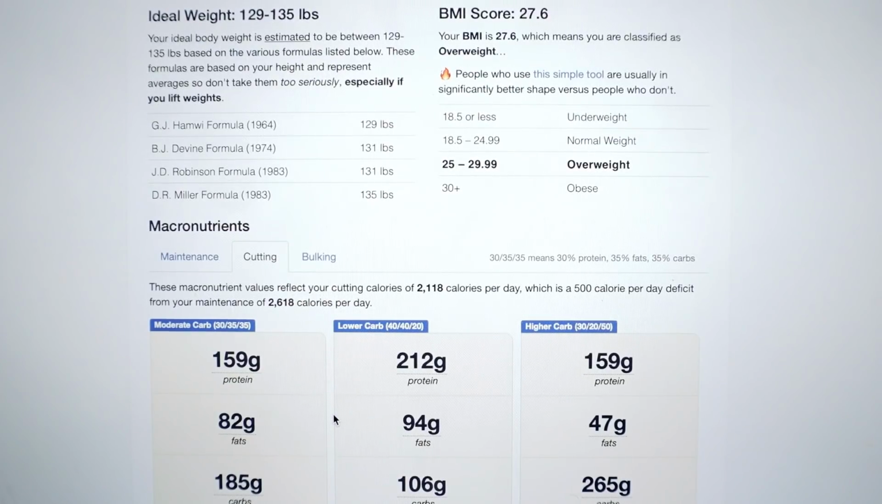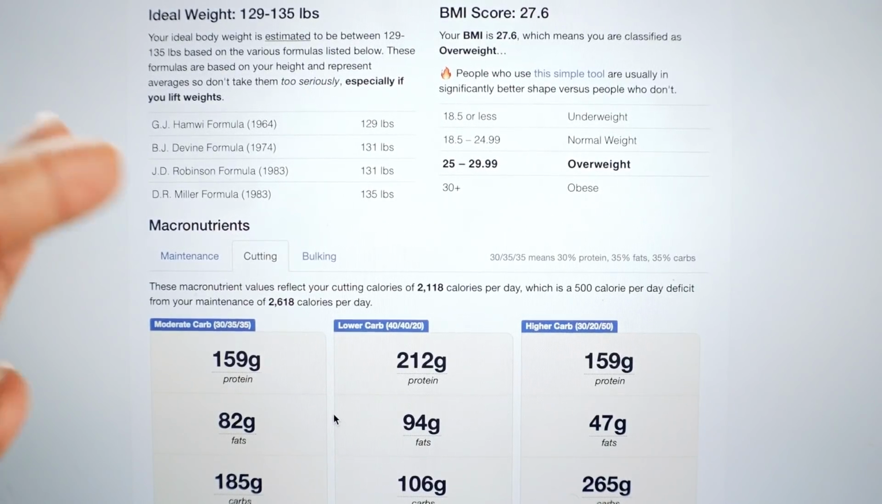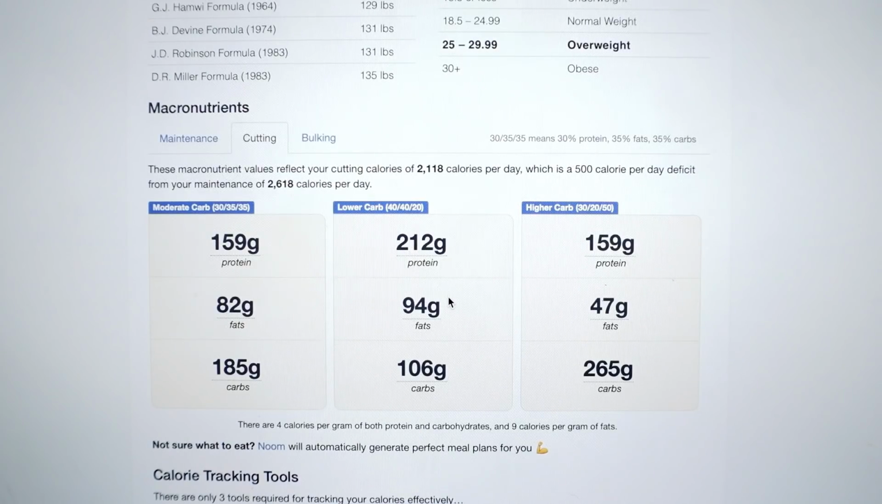Just naturally, you feel like you should be eating like 1,500, 1,400. You see people doing these 1,200 calorie diets. And of course, it's all gonna be different for everyone. Again, these numbers look pretty crazy. I'm definitely not used to eating 265 grams of carbs, but I want to try it out and we'll just see how it works.